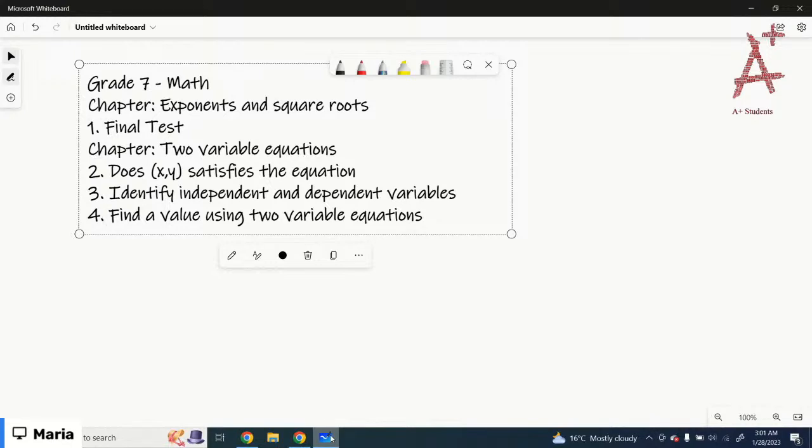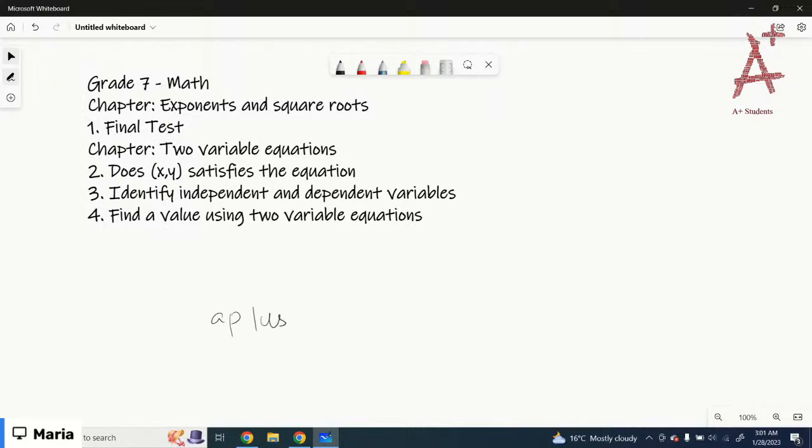So we're going to start with grade 7 maths. You can find all the lessons on aplusstudents.com. You have to log in there using your email address, and the password is provided by the administrator. Then you have to select math from the subject tab. Scroll down to grade 7. There you can find a list of the chapters.